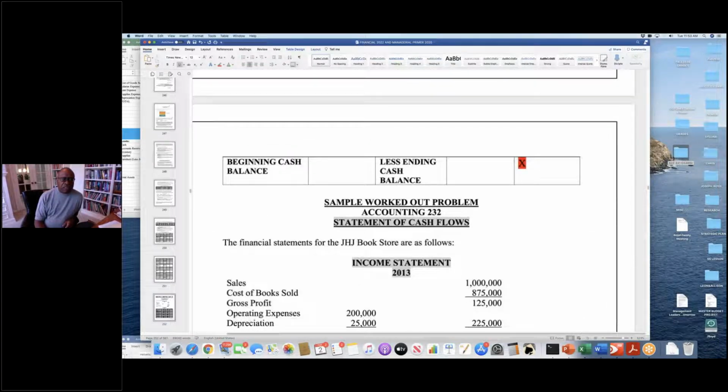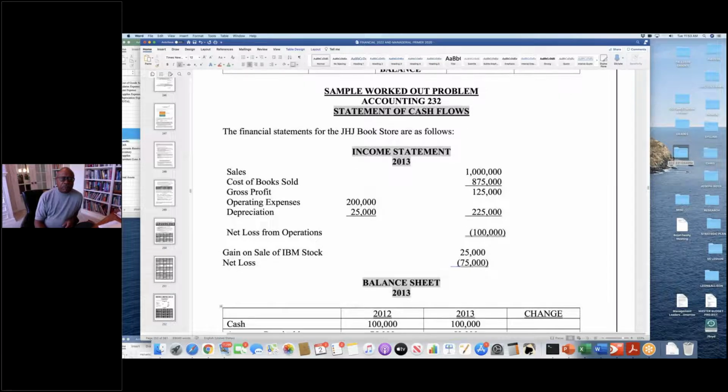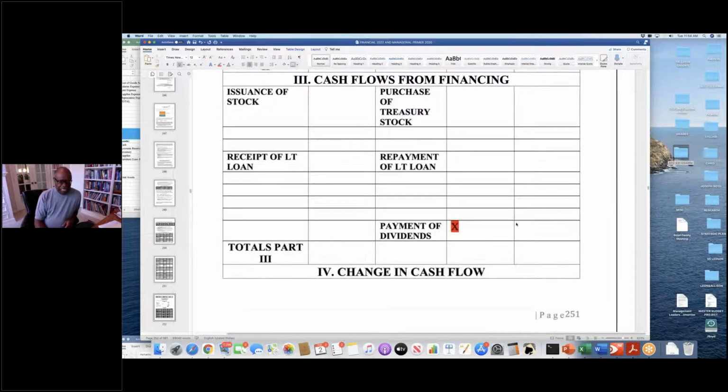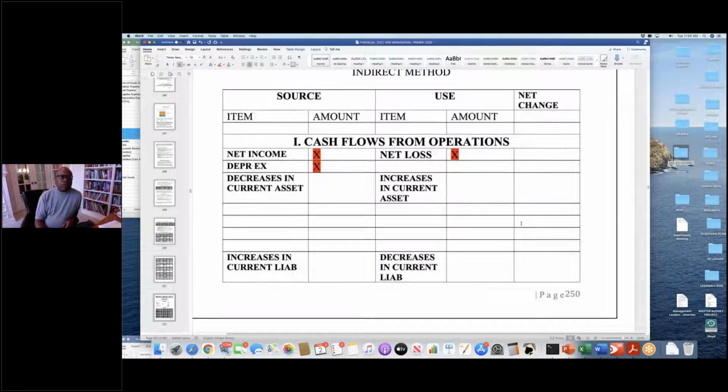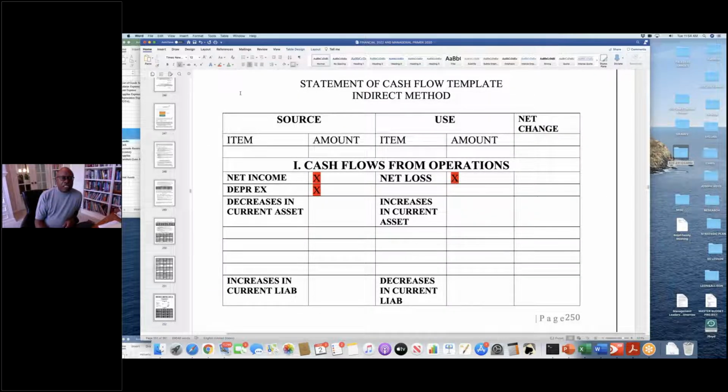Let's see, I need to show the problem. Let's see if I can copy this template somewhere. Copy template.